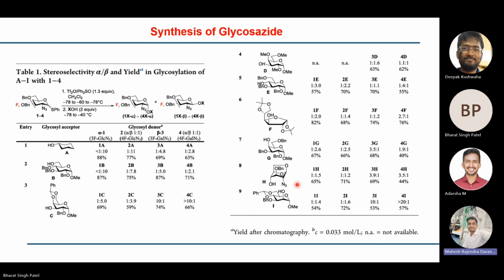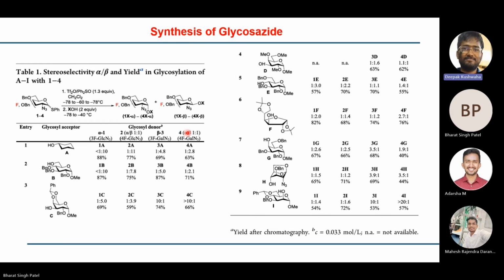Here they are showing about the products, right? This alpha beta ratio of the product. Yes. And the maximum they are getting in entry 4I, that 20 to 1. Alpha is more. In case of galactose. No, in case of mannose it is, right? This entry 4I means galactose donor. So galactose beta donor, 3 and 4. Oh, okay. Donor is galactose. Yeah, acceptor is this one, mannose.